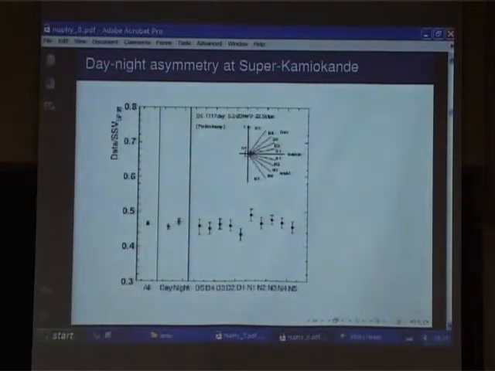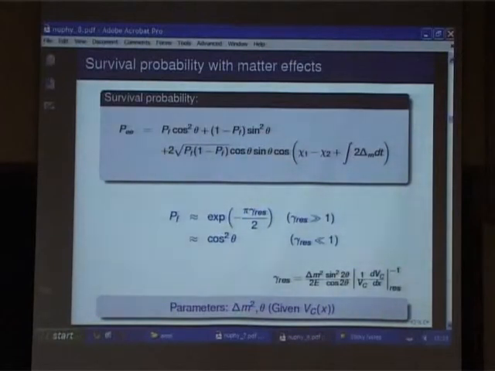0.45 and this is 0.47. 2% of change. So there seems to be some, but very small, asymmetry between day and night. So, but extremely small, almost negligible. So all this we want to now explain by using whatever we studied till now.